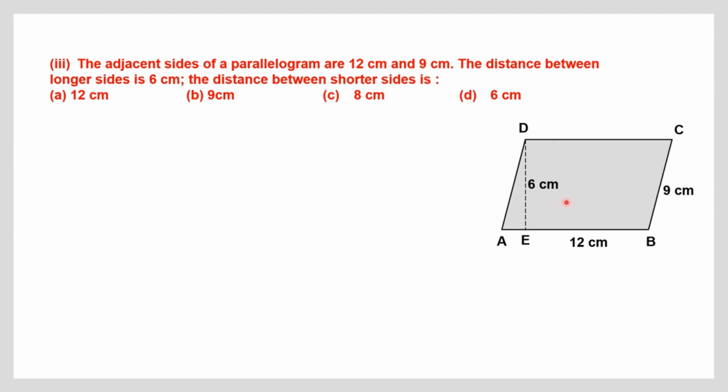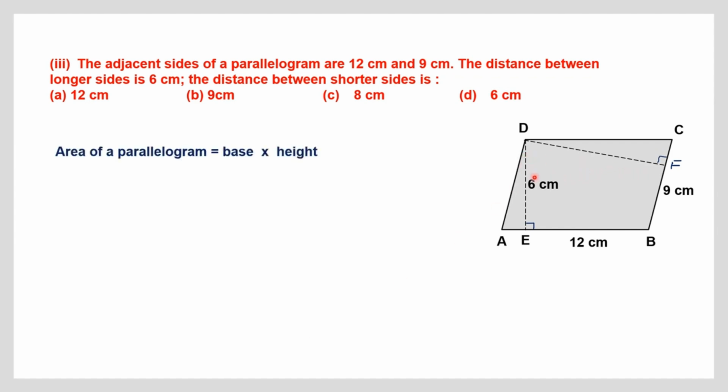Now, we have to find the distance between the shorter sides. So, these two, that is AD and BC, are the shorter sides. The distance will be this. We can mark this as F. So, DF is the distance between the shorter sides. It forms 90 degrees, remember. So they form 90 degrees there. So this is what we need to find, the measurement of DF.